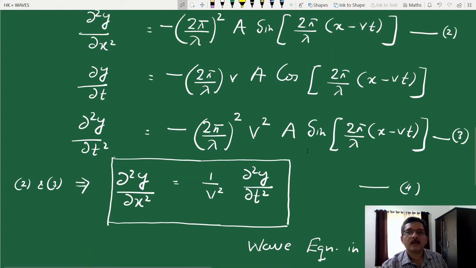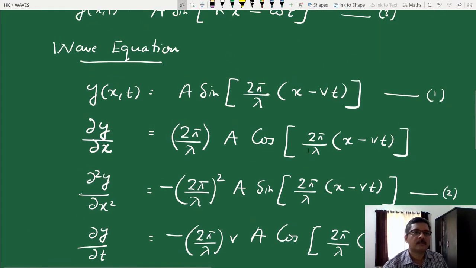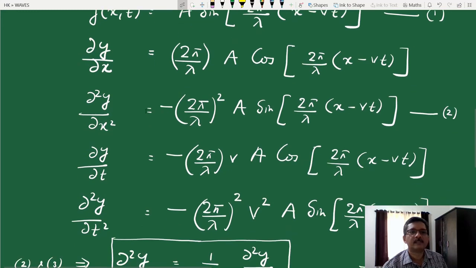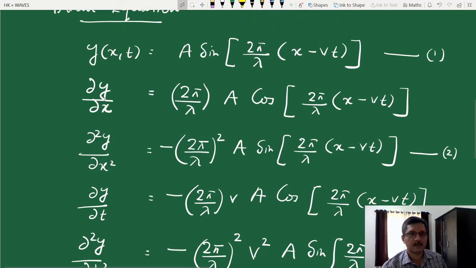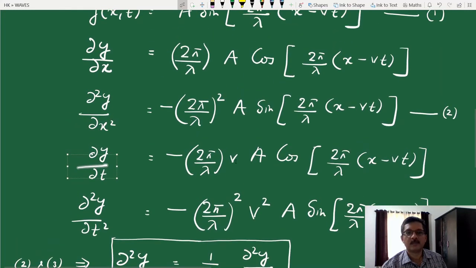Before that, let's ask a question here. We have taken the second derivative with respect to position and the second derivative with respect to time. One can ask the question, what is wrong with the first derivative? For example, if you look at ∂y/∂x here, it's 2π/λ a cos(2π/λ (x − vt)). ∂y/∂t here is minus 2π/λ v a cos. So both have 2π/λ, the cosine term is there, and the additional term here is v.